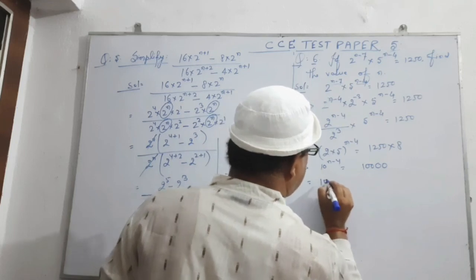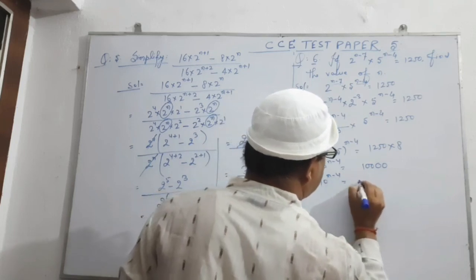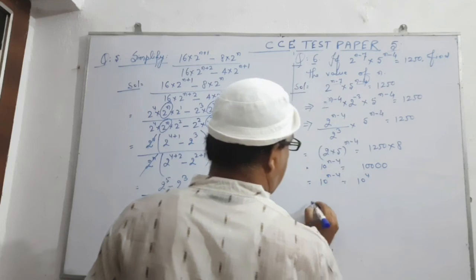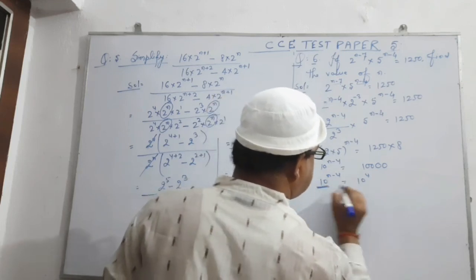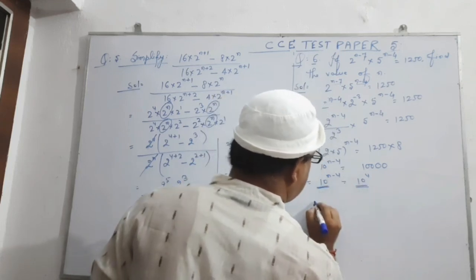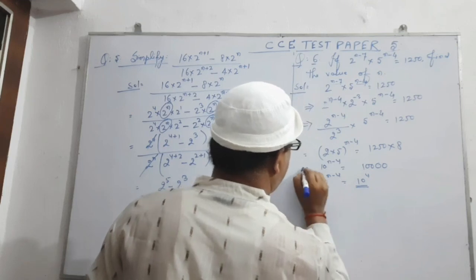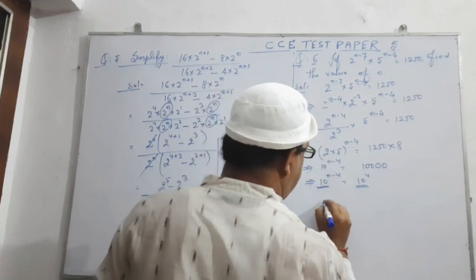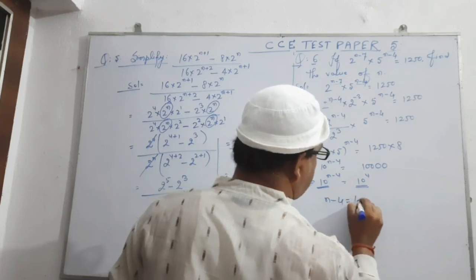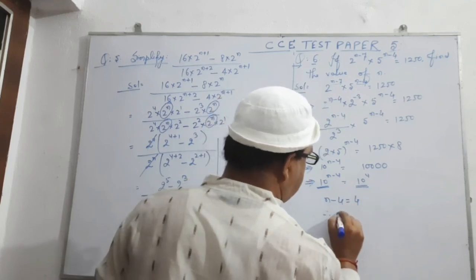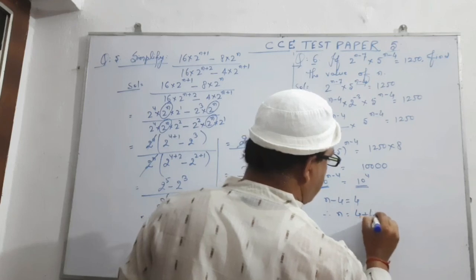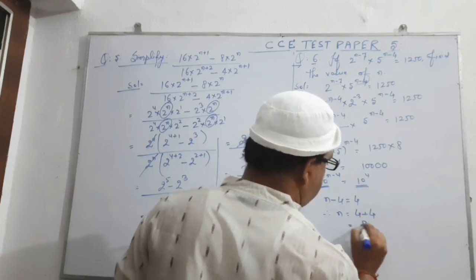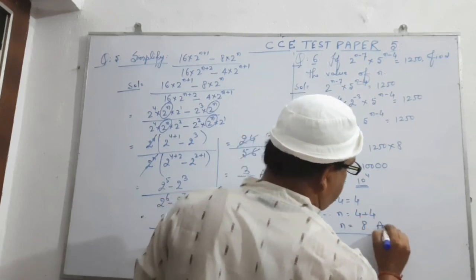So 10 to the power n minus 4 is equal to 10 to the power 4, and both bases are equal, so we take only the exponents. n minus 4 is equal to 4. Therefore n is equal to 4 plus 4 is equal to 8. The value of n is equal to 8.